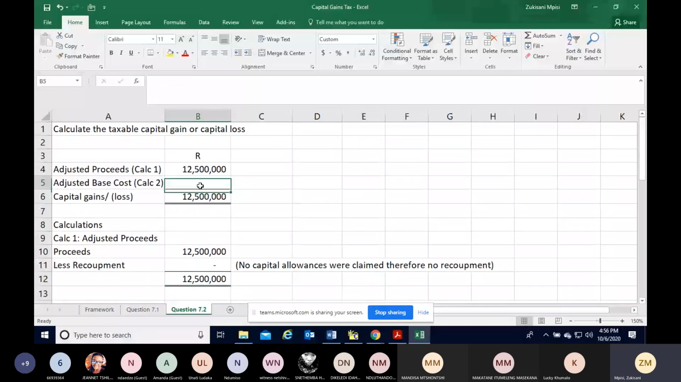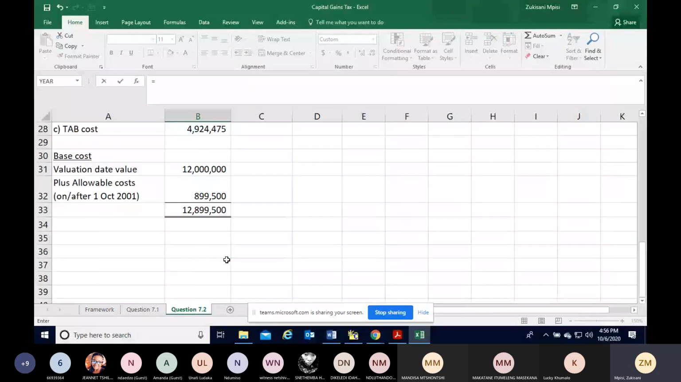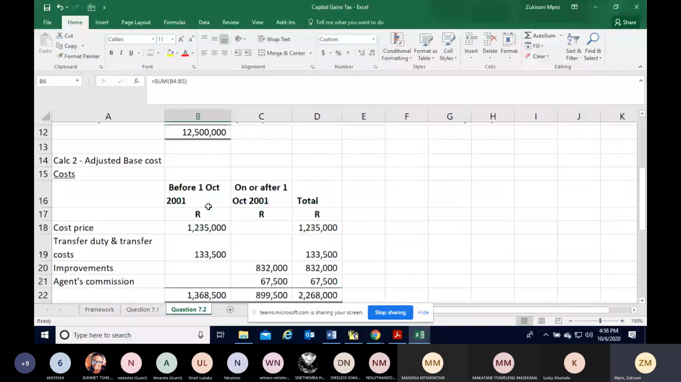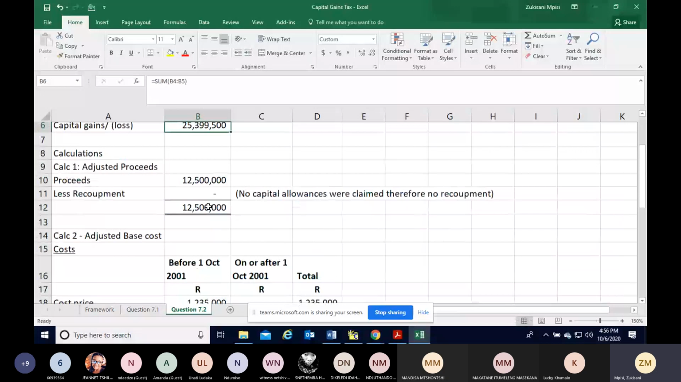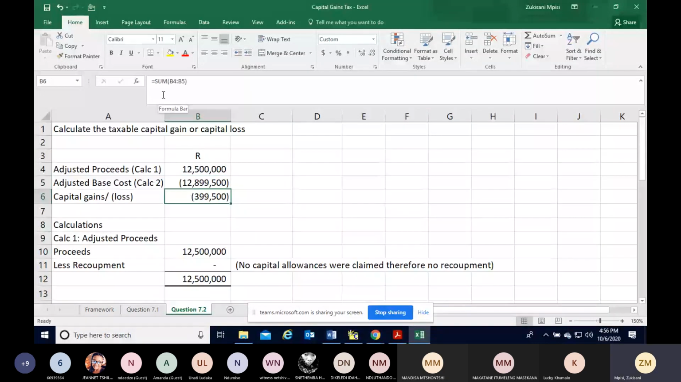So now we can go back here and say our base cost is therefore 12,899,000, which gives you that amount. And guess what you are getting? What you are getting is therefore a capital loss. It's not a gain. In this case, it will therefore be a capital loss. From this, you don't do anything. You cannot take this into the calculation of taxable income. You cannot calculate the inclusion rate of 80%. You can only set off this capital loss against future capital gain.